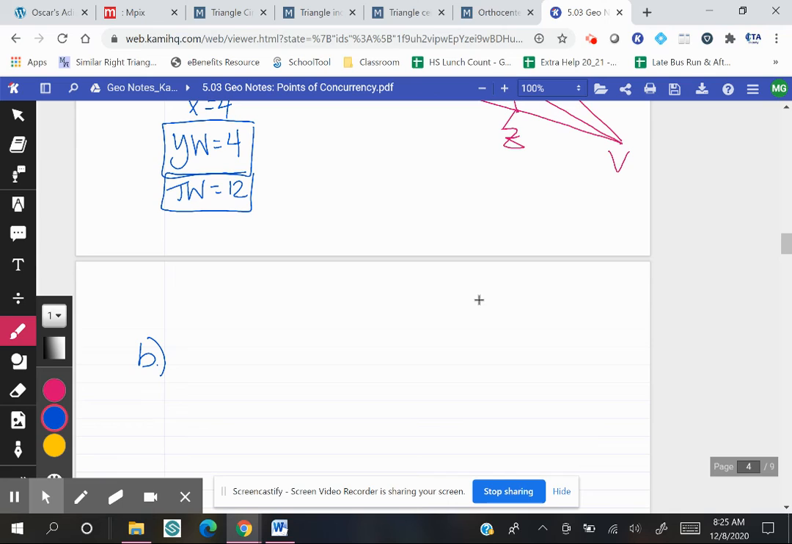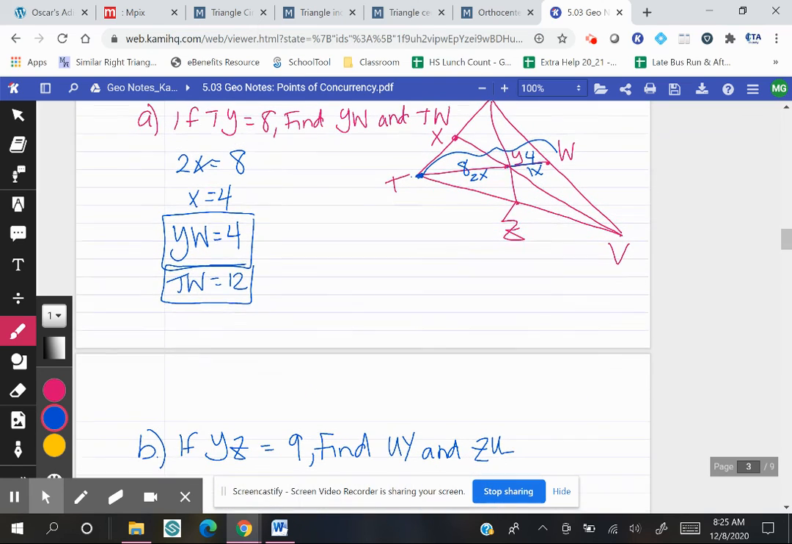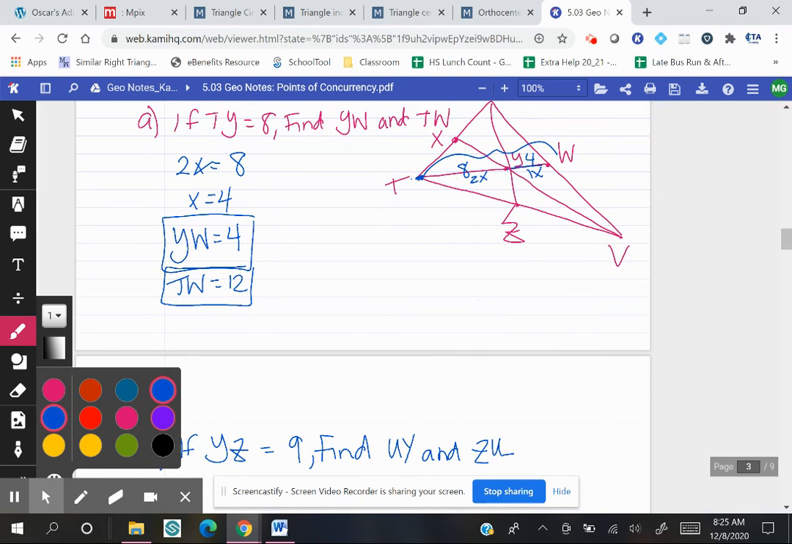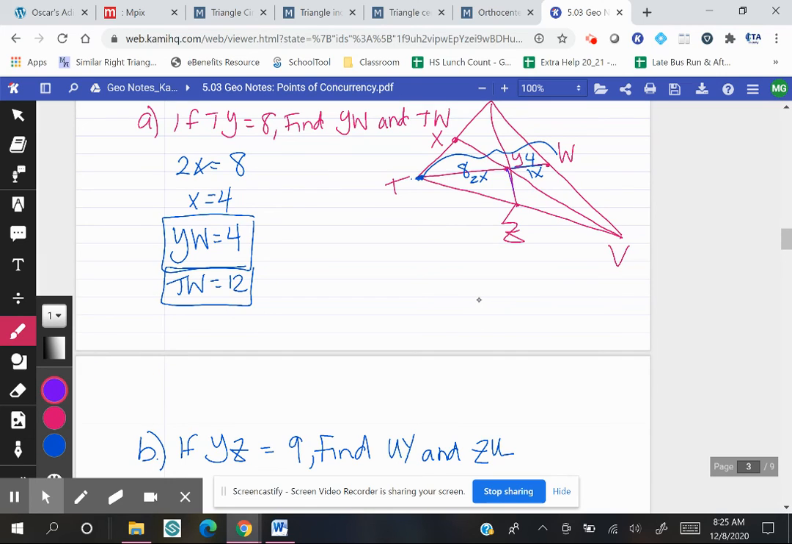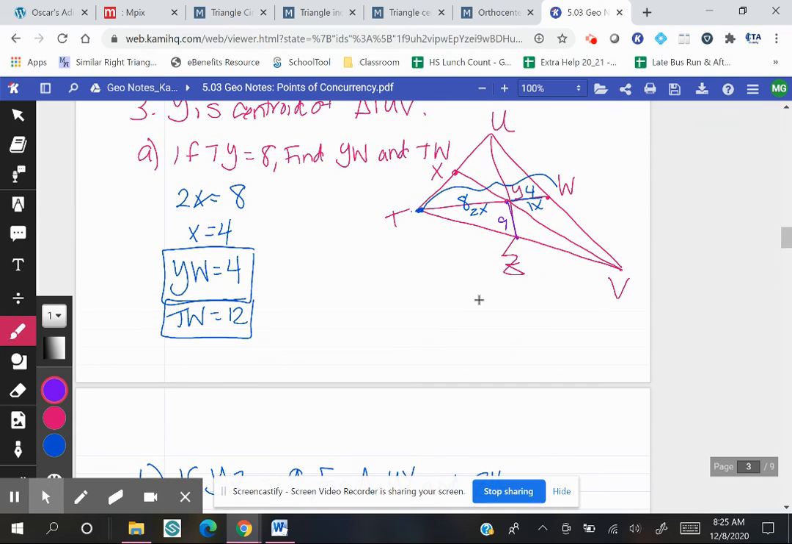And we're going to do another part B for that one, using that same picture. So if YZ equals 9, find UY and ZU. So again, you're using the same picture. Okay, so let me switch to purple here. So YZ is over here. So that's 9. I know that's the bottom part of my median, so that would be my x.